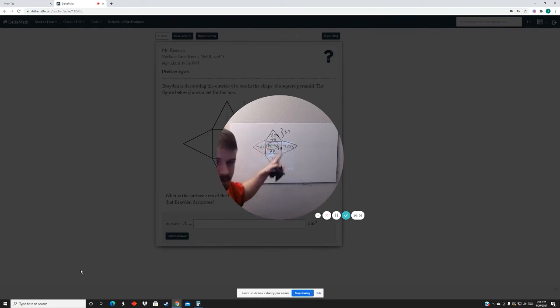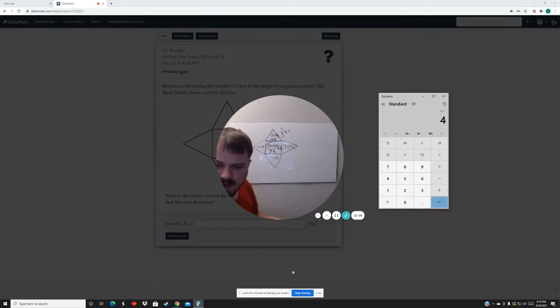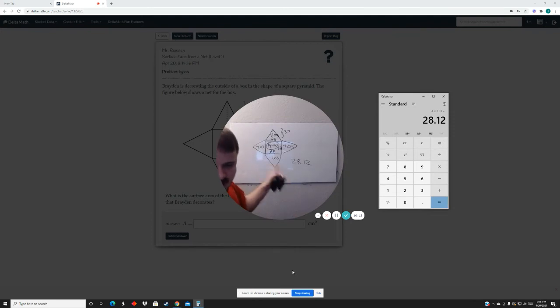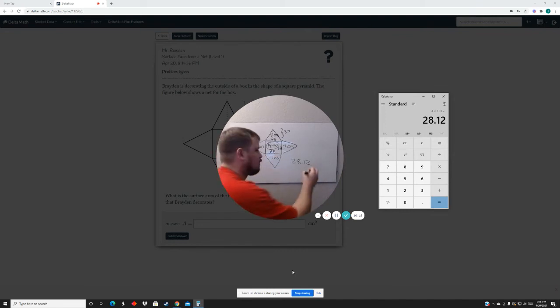So it's 7.03 four times. So let's just do 4 times 7.03. So all four triangles make 28.12. Right? I did that by doing 7.03 four times. You get 28.12. And then add the square, which is 14.44.